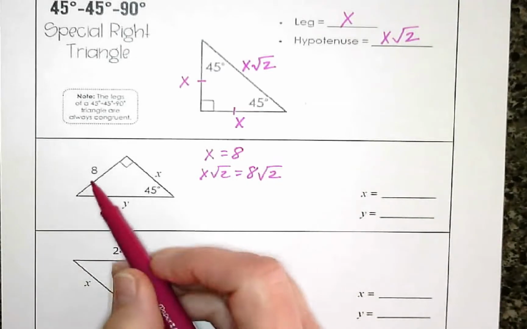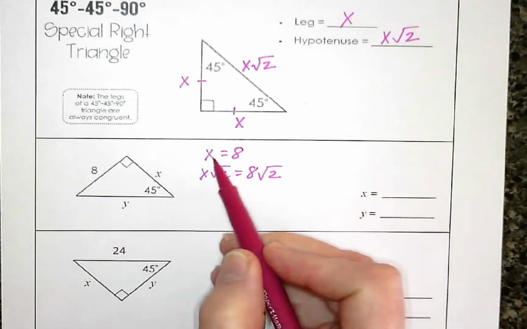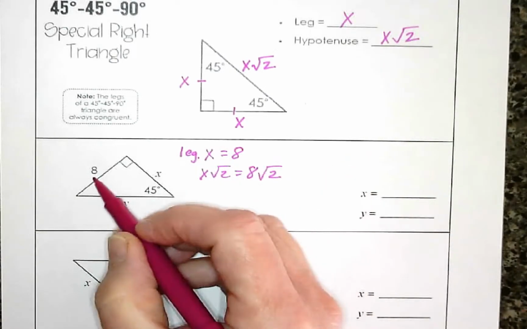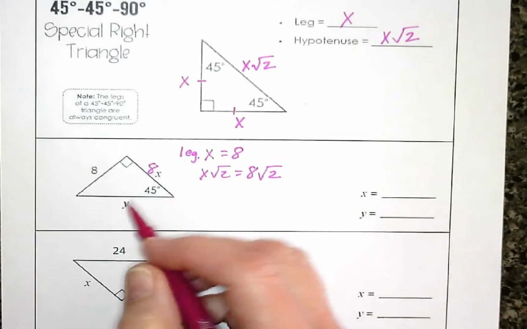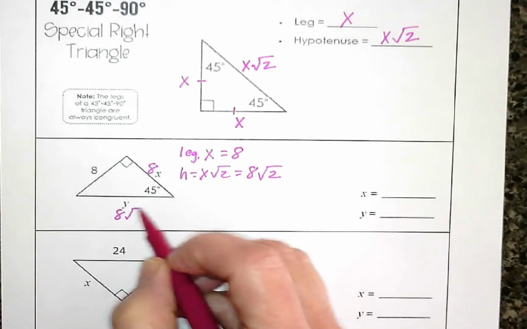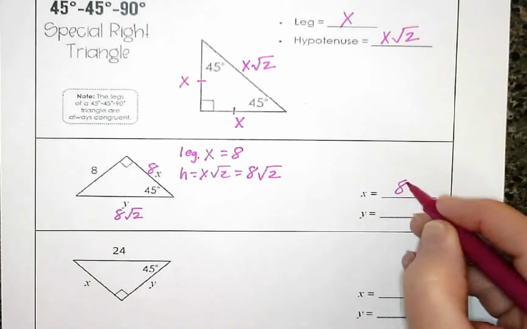When I put that on my picture, again, be careful with these x's and these x's. I know this is the leg, so this 8 and this 8 are the same. And the hypotenuse, which is this one, is going to be 8 square root of 2. So when you come over here, then you can identify your x and your y.